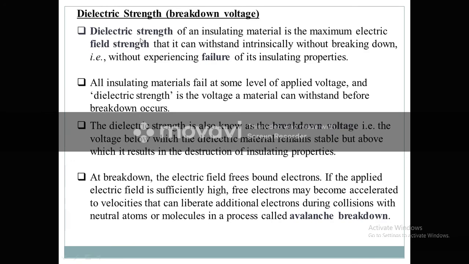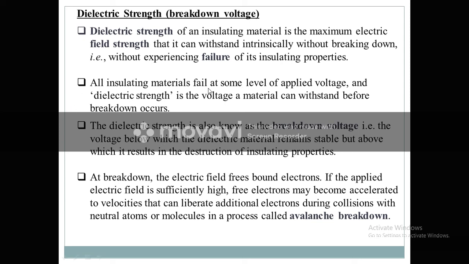Okay, now in detail, what is the dielectric strength or the breakdown voltage? Dielectric strength of an insulating material is the maximum electric field strength that it can withstand intrinsically without breaking down, that is, without experiencing failure of its insulating properties. Okay, so breakdown means loss of the insulation property. Although it may be physically okay, if it doesn't perform the insulation properly, we can say that it has been punctured, or that breakdown has occurred for that particular material.